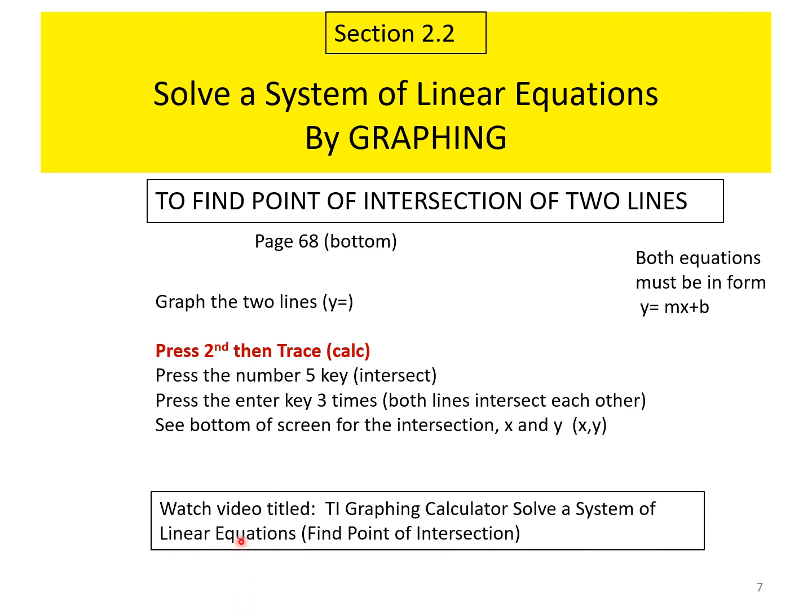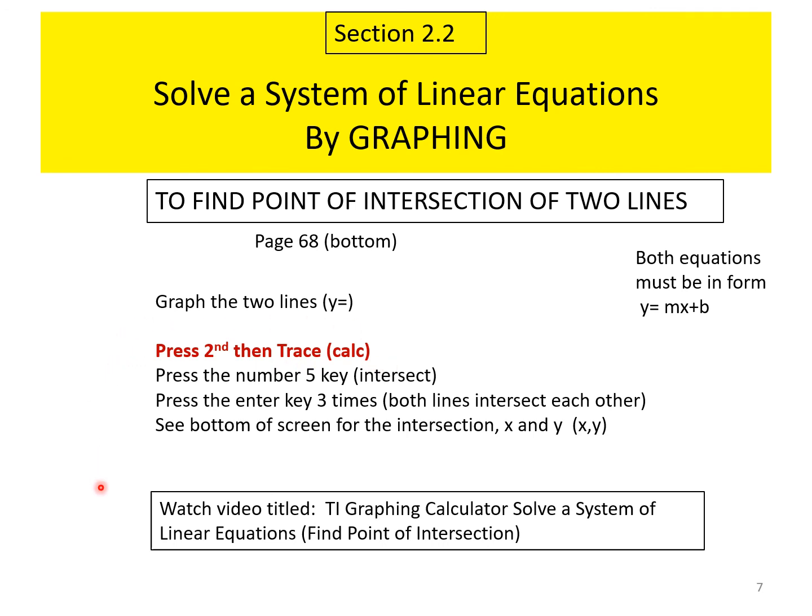Now these directions are the directions that you're going to find in your textbook on page 68, the bottom of page 68. They will explain this verbally, and they will even show you an example on the page. Now, I've made a video titled Texas Instrument Graph and Calculator Solve a System of Linear Equations, Find the Point of Intersection. It will show you logically how to do this, and you will probably not need to remember all these directions. The only thing you'll probably have to remember is to press the second key and then the trace, the calculate.